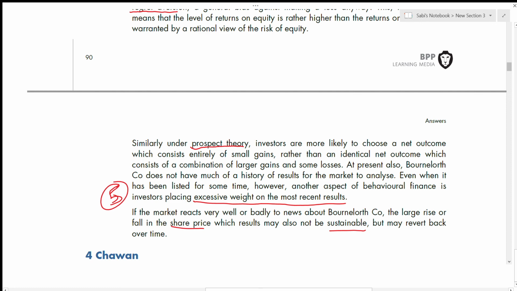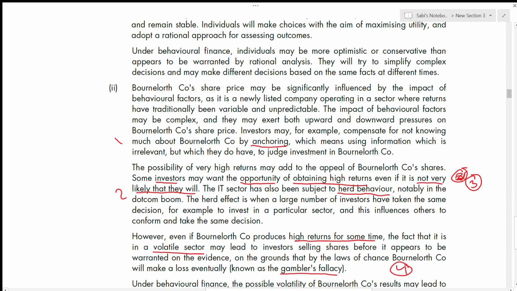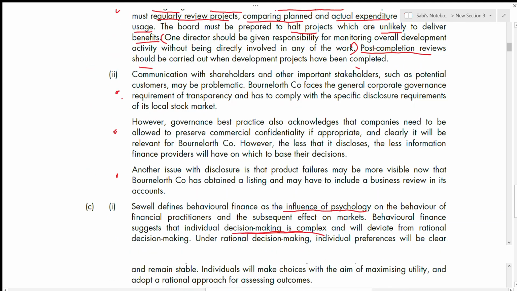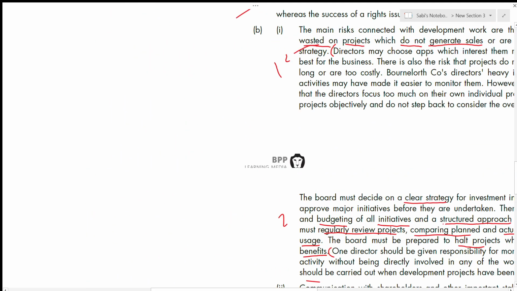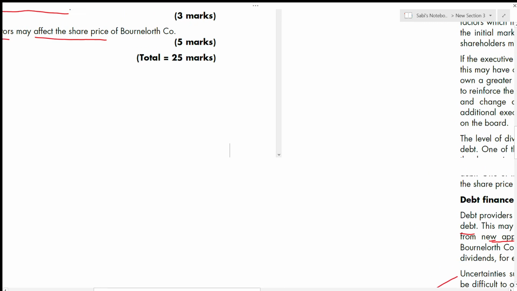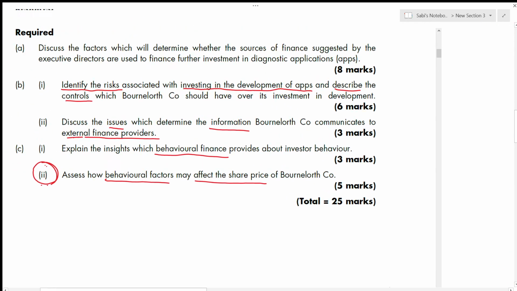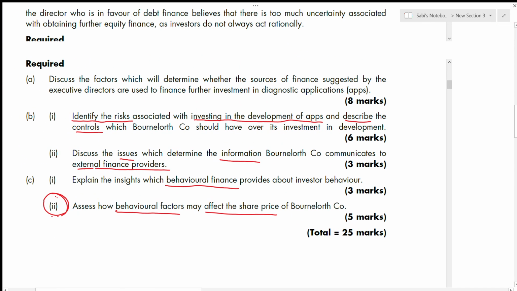So that's it for this. Mainly, we focused on behavioral finance. That was the main topic of today, and we have finished in 36 minutes. I told you that my aim was to finish this in 36 minutes because this is a 25 marks question. So I finished it in 36 minutes.